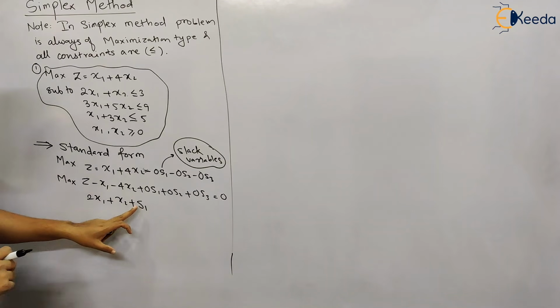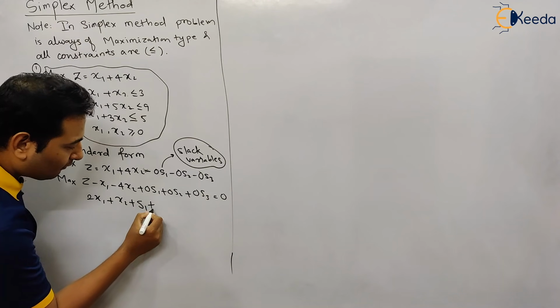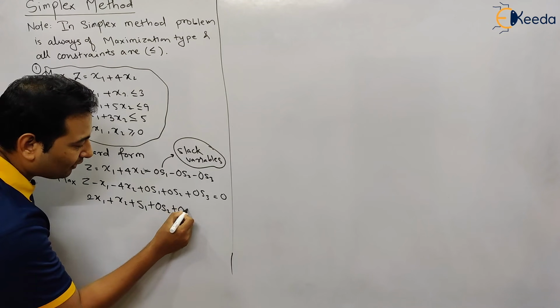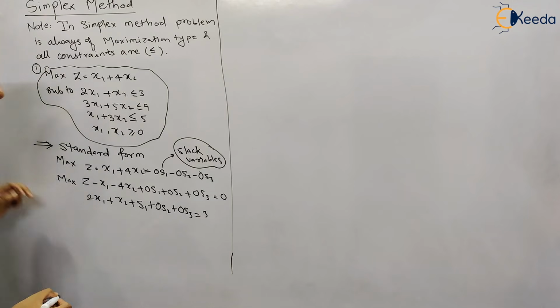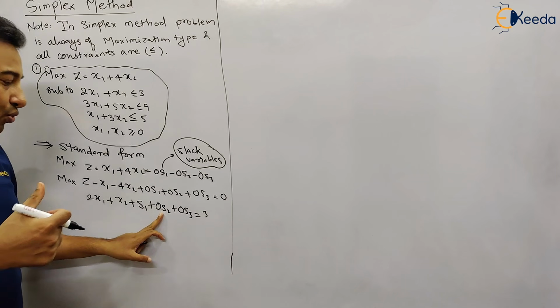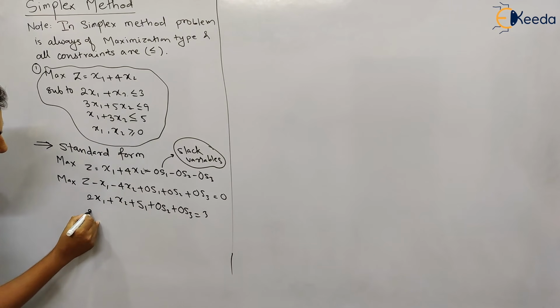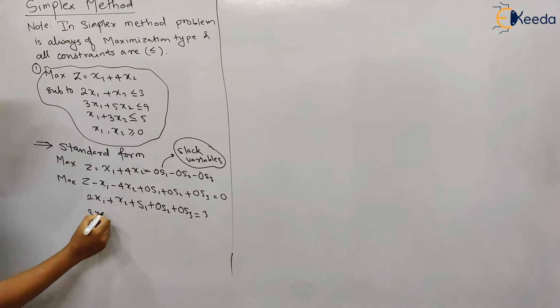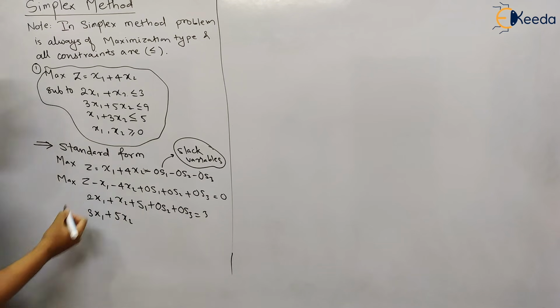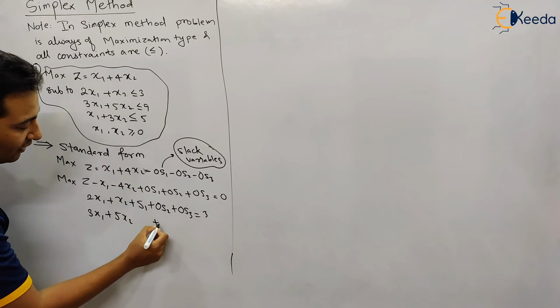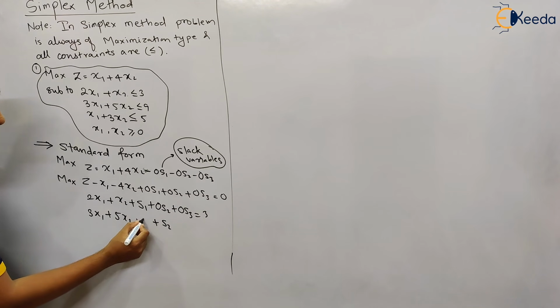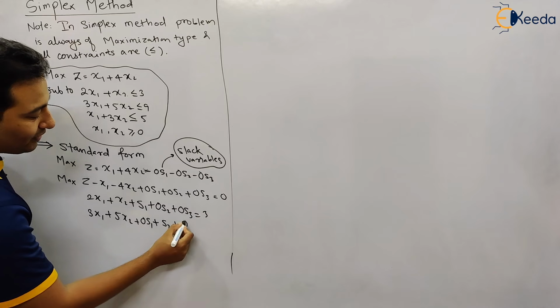In the first equation we added s1, 0 s2, 0 s3 equal to 3. We only added s1, so there is no s2 and s3. So this is the format of writing standard form. Next equation, please tell me. 3x1 plus 5x2. In the second equation we are going to add s2. That means in this particular equation there is no s1 and no s3.